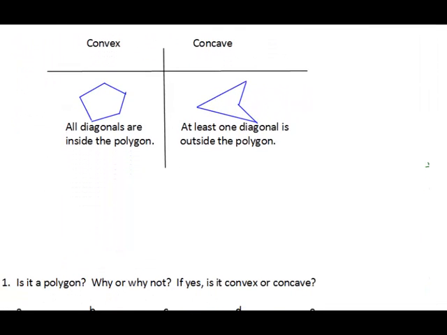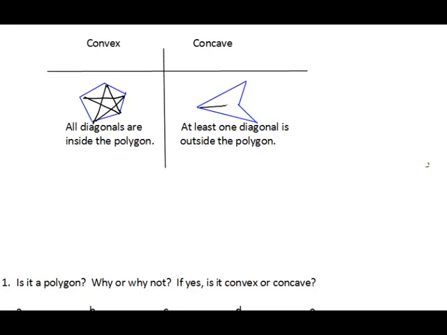Okay, next definitions. Convex versus concave. When I think about convex and concave, I always think about a spoon. The side that's bowed out, that's the convex side. The side that's curved in, that you would be like scooping and eating with, that's the concave side. Okay, with respect to polygons, there's 2 types. Convex means all the diagonals are inside the polygon. Basically, if all the diagonals are inside the polygon, like on this example, that means all the corners are pointing out. Okay, the concave example, at least one diagonal is going to be outside the polygon.